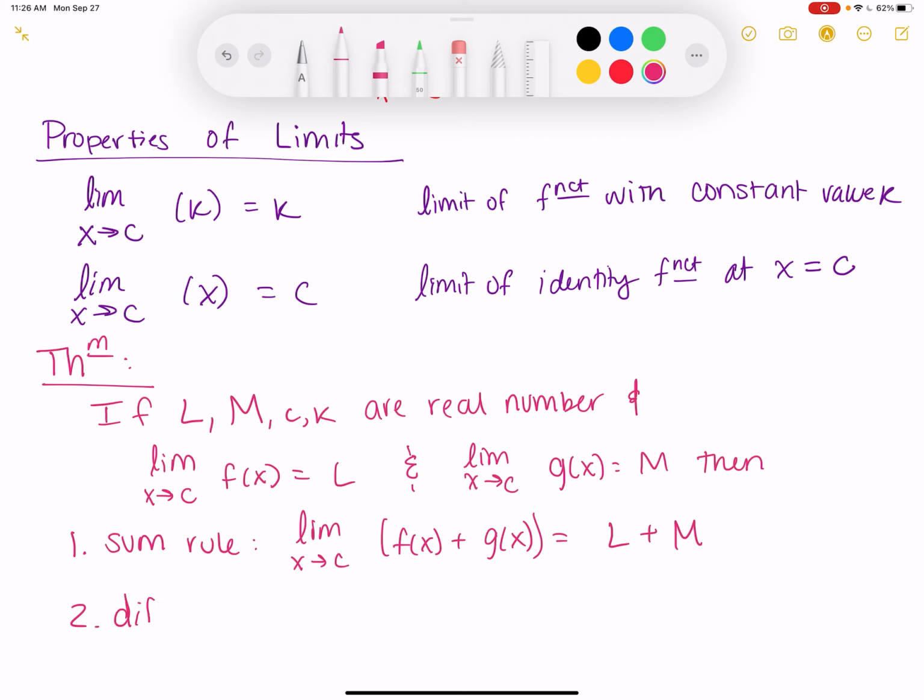The difference rule says that the limit as x approaches c of f of x minus g of x is equal to L minus m.